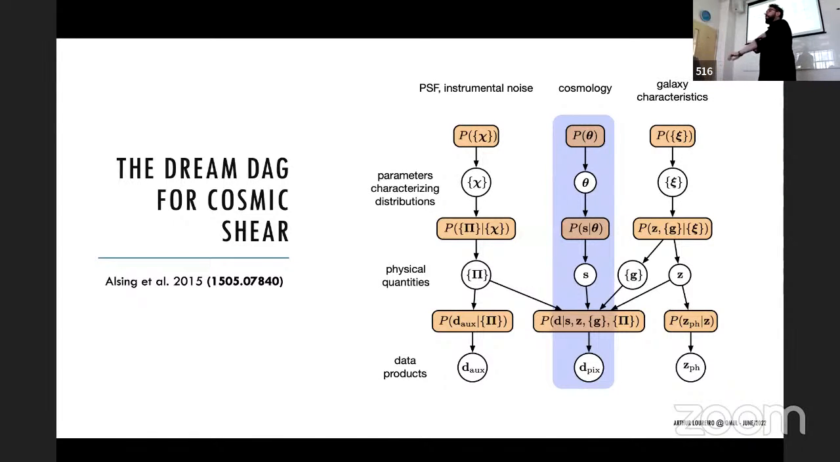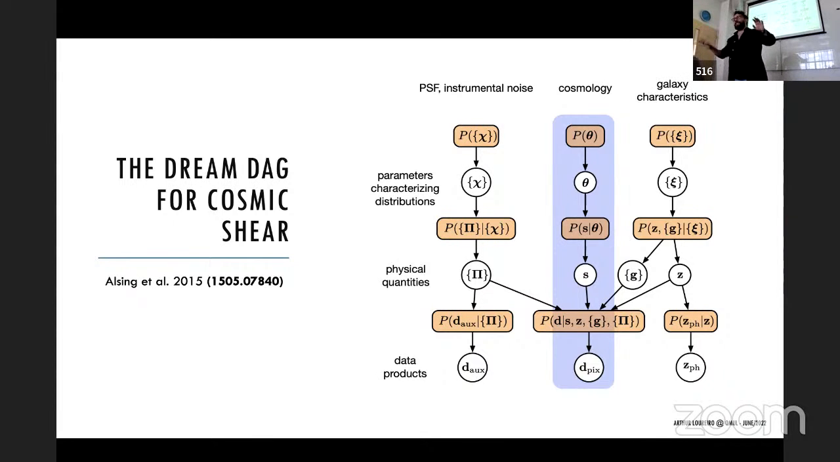Obviously, moving on towards cosmic shear, from 2015, and this is one of the papers that motivated this work, from Justin Alsing. This is the end goal of Bayesian hierarchical models in cosmic shear. You model everything from your PSF and instrumental noise to your galaxy characteristics, all the way to a probability distribution on your photo-z's given true redshifts, everything about how your PSF is affecting your shears, all the way to cosmology and how your cosmology affects your fields, and you forward model everything all the way down to the pixel level of the data.